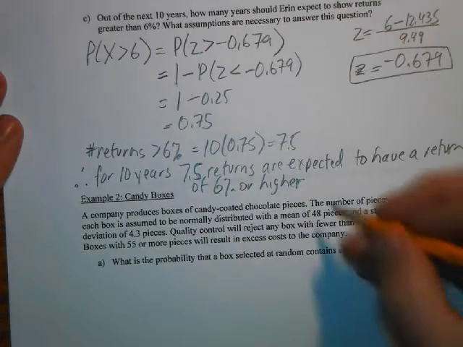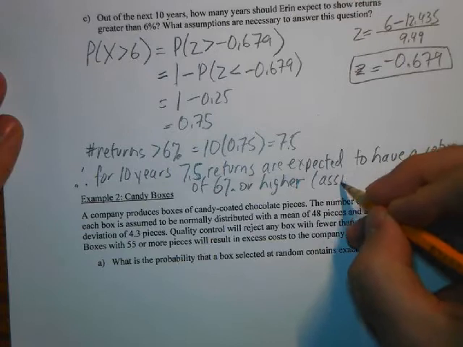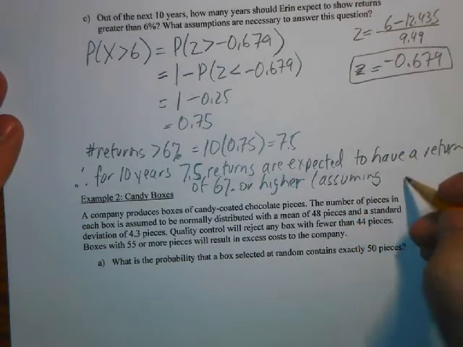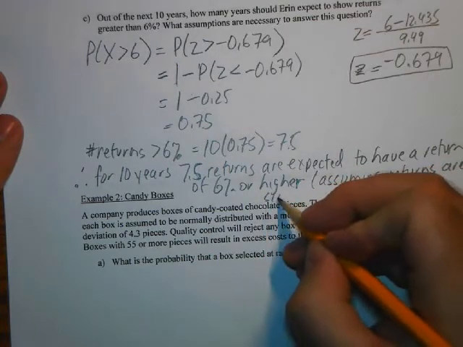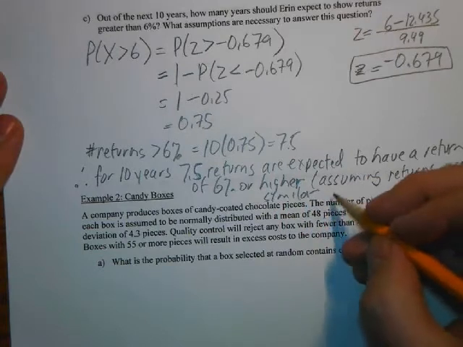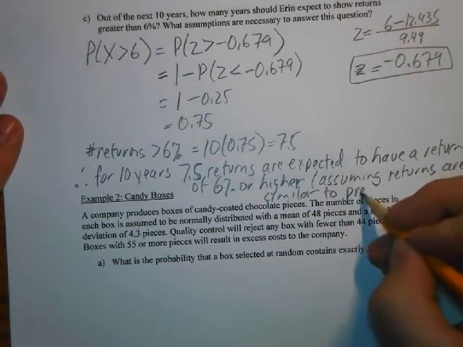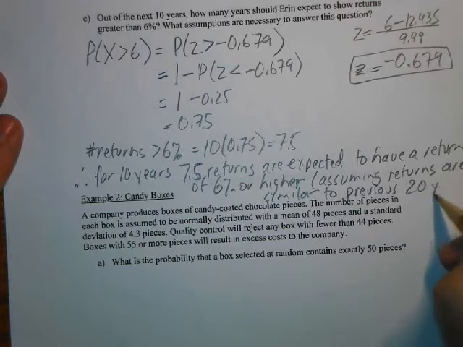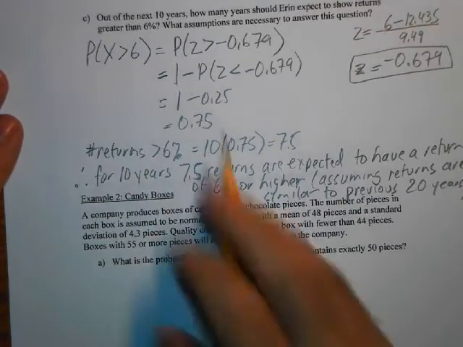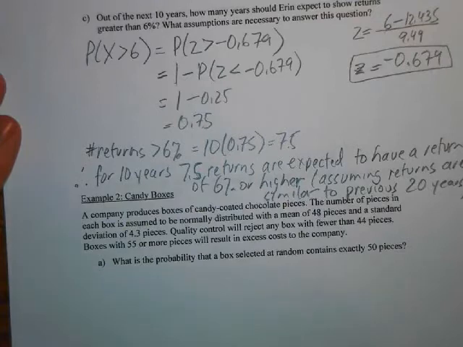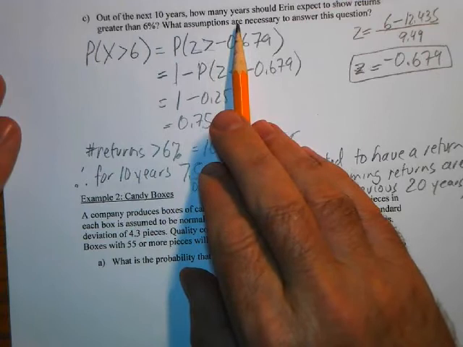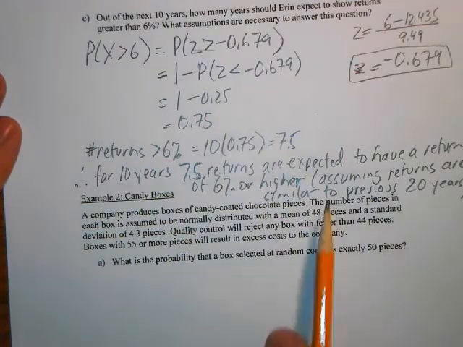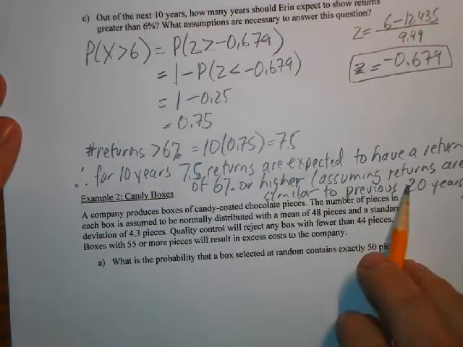So for us, we would be assuming returns are similar to the previous 20 years, or whatever years we were looking at. Okay, now that's nothing special for this specific question, but again, we're looking for the prediction for the future, so we have to assume that the future behaves the same way as the past. And that's not always going to be true, but we made our assumptions quite clear here.